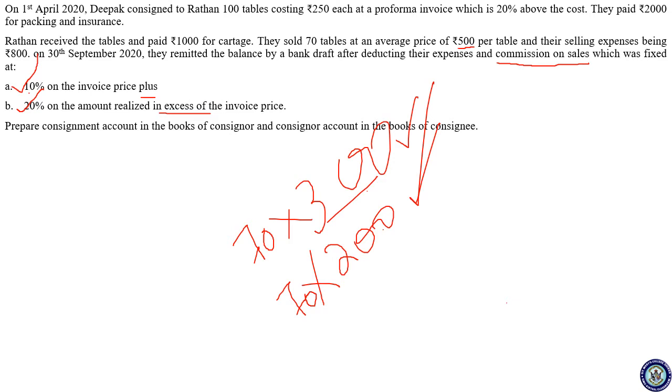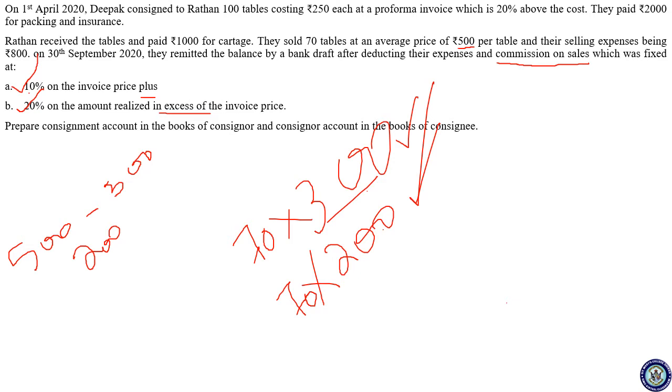Next point states that 20% on the amount realized in excess. Amount realized means that is sale value, 500. 500 is the sale value. Amount in excess means more than invoice price. So how much it is more than invoice price? That is 200. So 70 into 200 on that 20%.